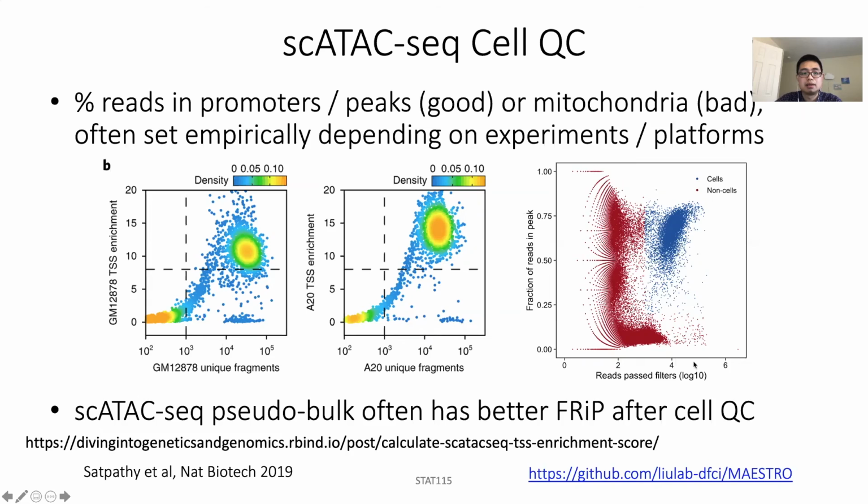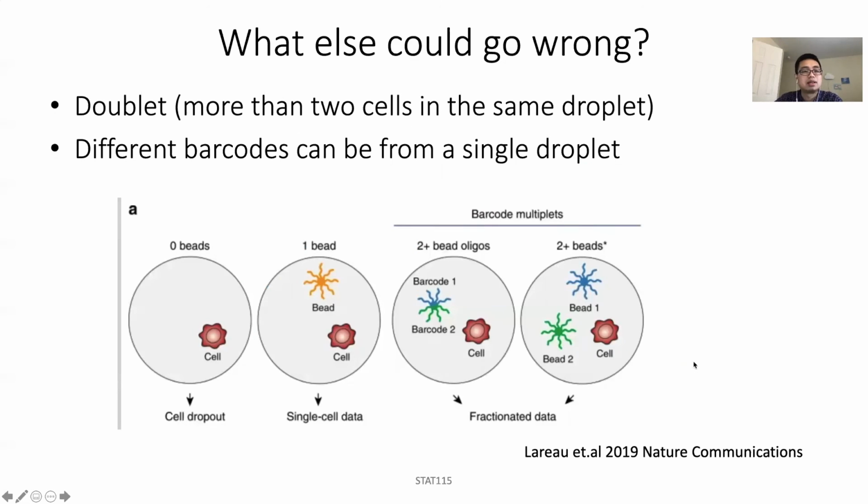Okay. So what else could go wrong? I mentioned that there could be a doublet problem. More than two cells are in the same droplet, two distinct cells, but they receive the same cell barcode. After sequencing, we can't differentiate whether they're from the same cell or two cells.